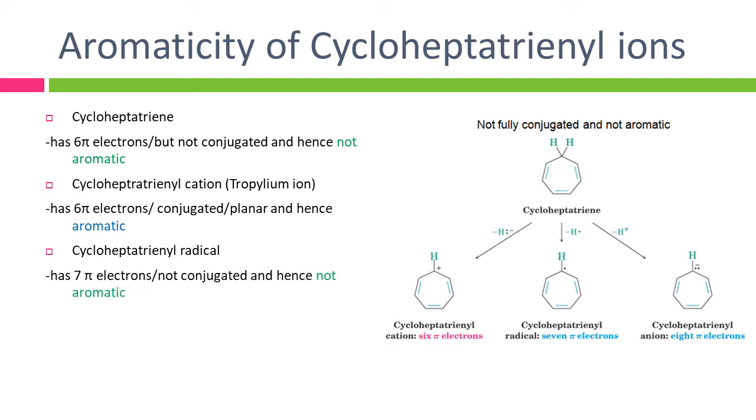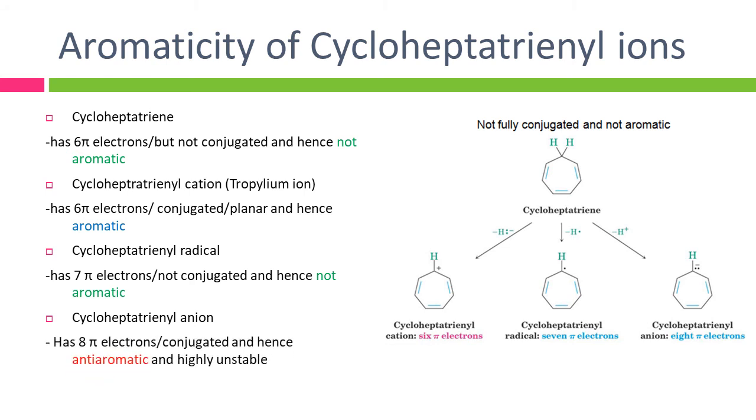Cycloheptatrienyl radical has 7 pi electrons, is not conjugated, and hence is not aromatic. Cycloheptatrienyl anion has 8 pi electrons, is conjugated, highly unstable, and is antiaromatic in nature.